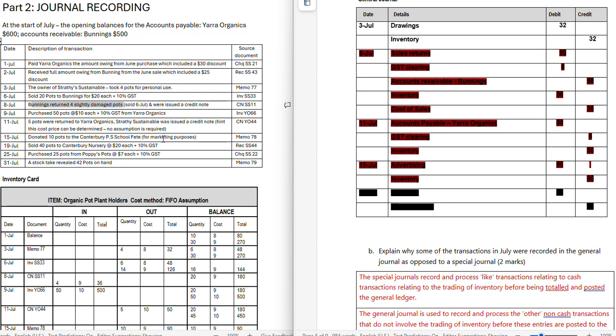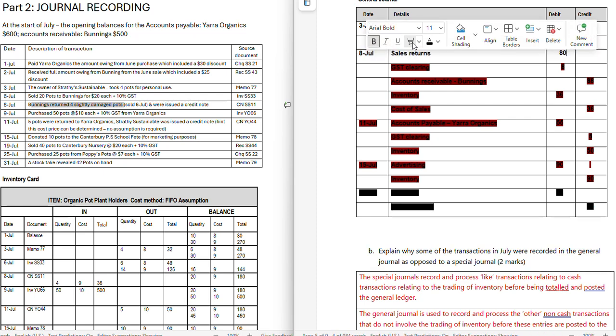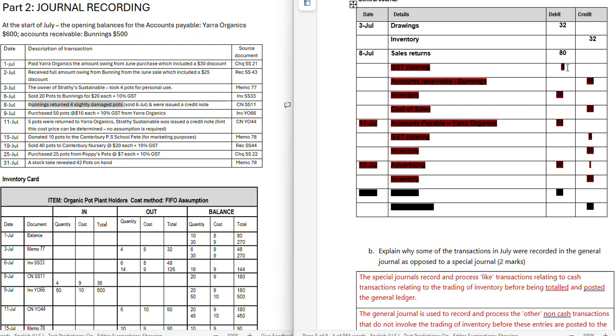Now, sales returns is a useful KPI here because that's a bit of an indicator of customer satisfaction. So we're actually going to report sales returns as a negative figure in the income statement. So because it's revenue that's actually decreasing, it's like the opposite of a sale, that's going to be a debit entry for $80.